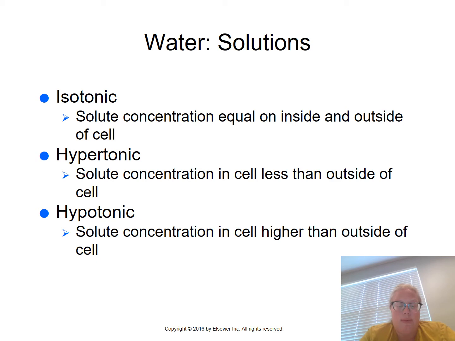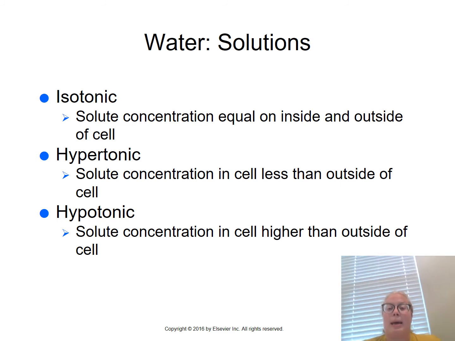So let's talk about this a little bit more. Maybe this will help for this to make sense. So cells placed in an isotonic environment will remain unchanged. If you put a cell into a hypertonic environment, that cell will lose water and shrink. If you put a cell into a hypotonic environment, it will take up water, swell, and eventually burst.